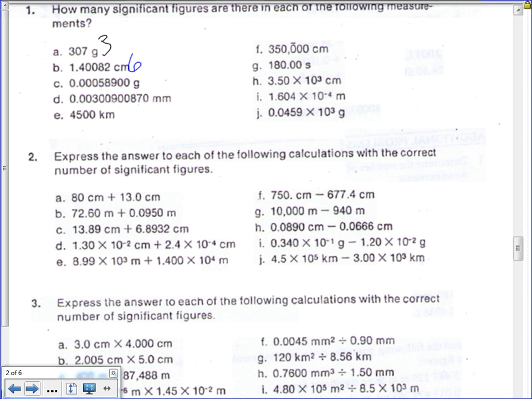Letter C, we know the 5, 8, 9. Those are significant. So now we have to look at the zeros that are to the right of a number and to the right of the decimal. That's rule number 3. So if it's to the right of the number and the right of the decimal, they are significant.